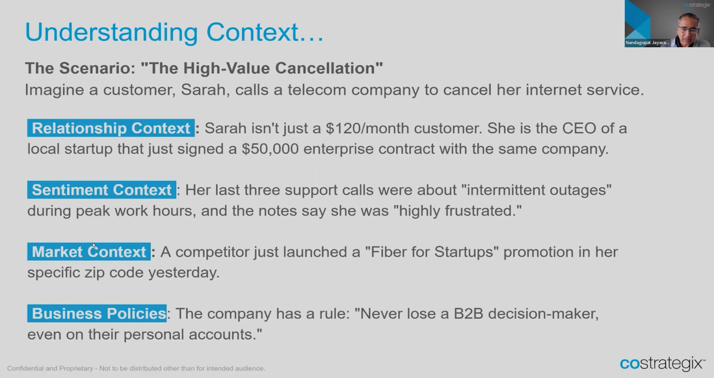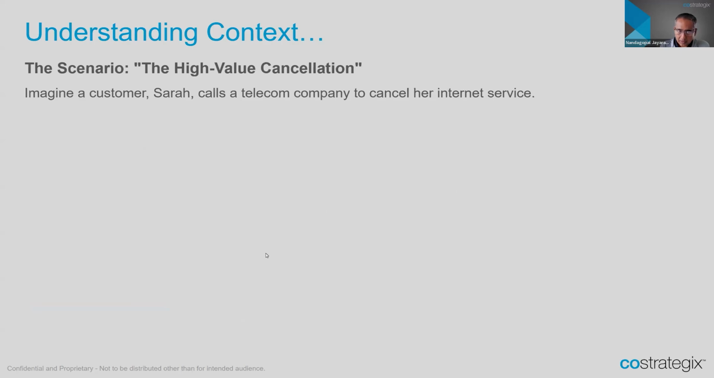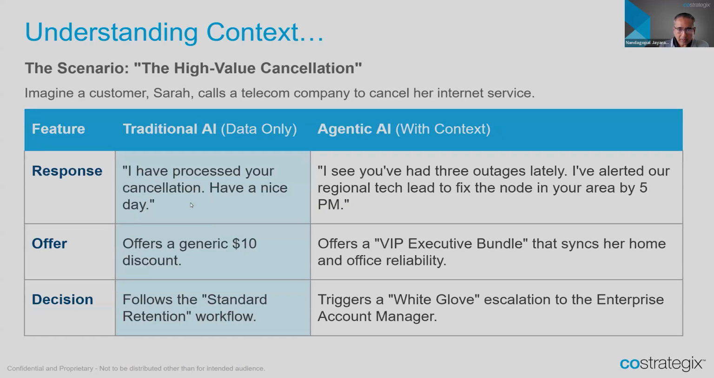But look at the context. With this much context, the decision the agent might make should be significantly different. Here's how it might look, right? A traditional AI without the context might just cancel. Have a nice day. We make a generic offer, follows a standard retention workflow, right? Hey, I'll give you 3 months off, or I'll give you a discount, whatnot, kind of a thing.